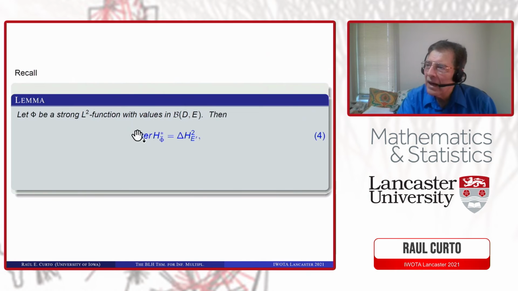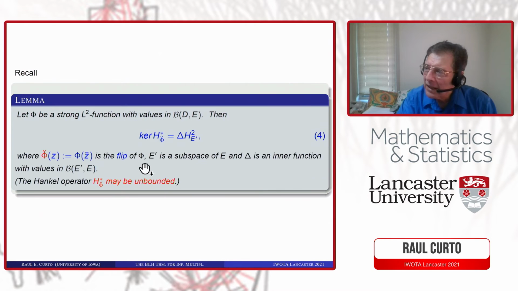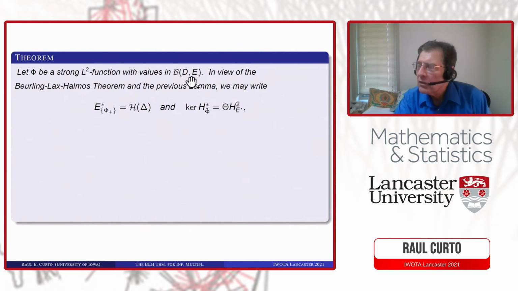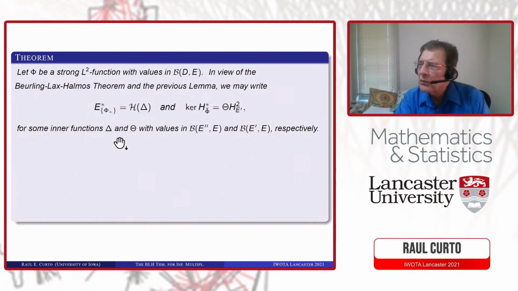Now recall the lemma that if L is a strong L2 function, then delta of H E prime 2 is the kernel of some Hankel operator, which could be unbounded. We're going to look at a strong L2 function. By the Beurling-Lax-Halmos theorem, we can look at the analytic part of phi, form a brace, and E star of that brace is equal to H delta. Moreover, the kernel of H phi brev star is going to be theta of something, because it's also invariant under the shift. So there are inner functions delta and theta, with values in some spaces.